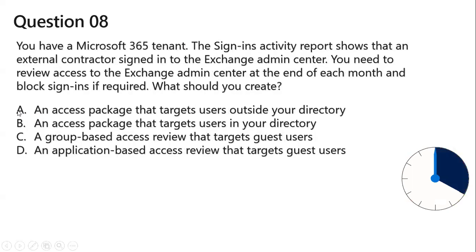Moving to the question number 8, you have a Microsoft 365 tenant. The sign-in activity report shows that an external contractor signed into the Exchange Admin Center. You need to review access to Exchange Admin Center at the end of each month and block sign-ins if required. What should you create? An access package that targets user outside your directory, an access package that targets user in your directory, a group-based access review that targets guest user, an application-based access review that targets guest user. Please give your answers on the chat.